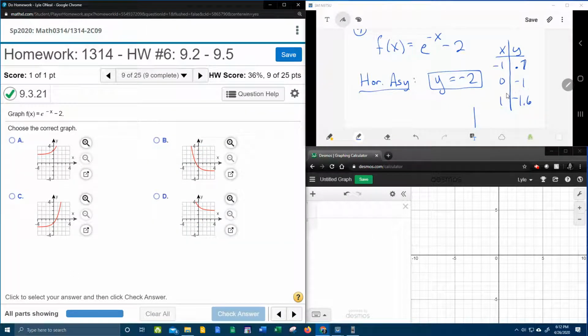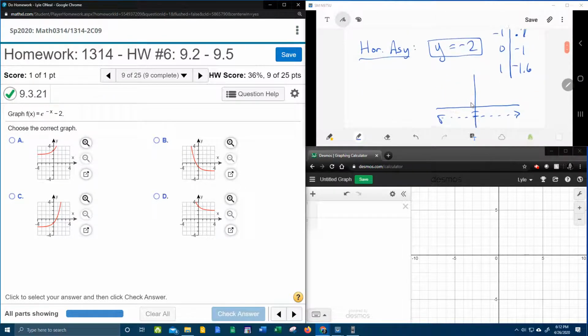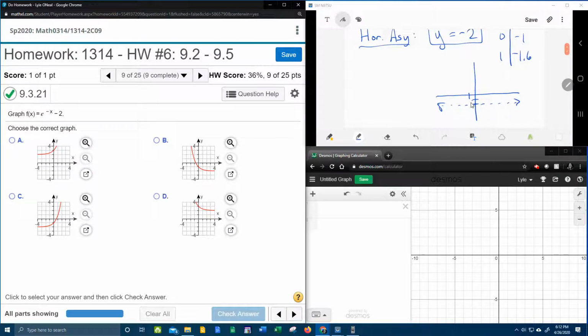So these are my values. Let's plot those points and play connect the dots. All right, so at -1, I'm at 0.7. At 0, I'm at -1. And at 1, I'm at negative 1.6, which is down here. And what we can see is that this graph is going to be curving down into these points and approaching our asymptote, something like that. So that's probably what the graph looks like.